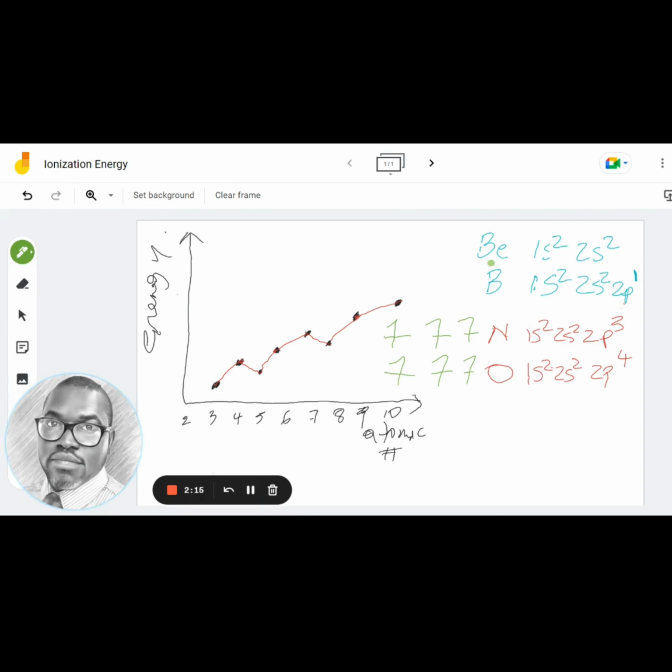Okay, so in the first instance, what we have is beryllium 1s2, 2s2, and then a drop to boron 1s2, 2s2, 2p1. Now, that can be explained with the fact that this p orbital is a little bit further away from the nucleus than the electrons in the s orbital here. So that's one explanation. Another way you can look at it is that this is a less than half filled p orbital. Remember that there are three p orbitals, and in this p orbital there's only one electron. It's less than half filled and it's not filled.